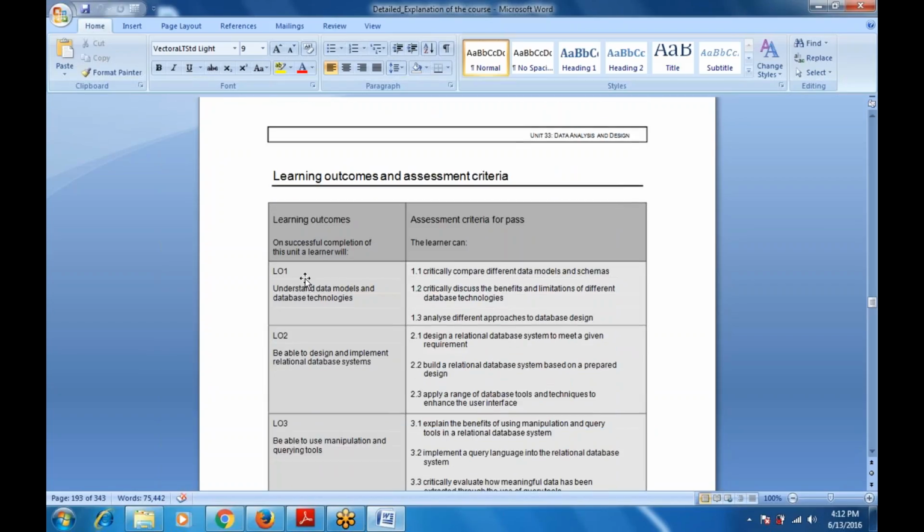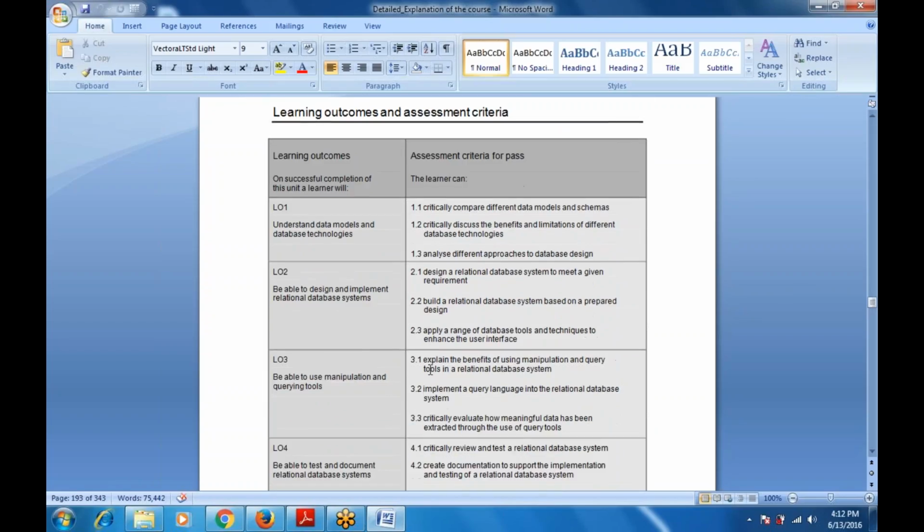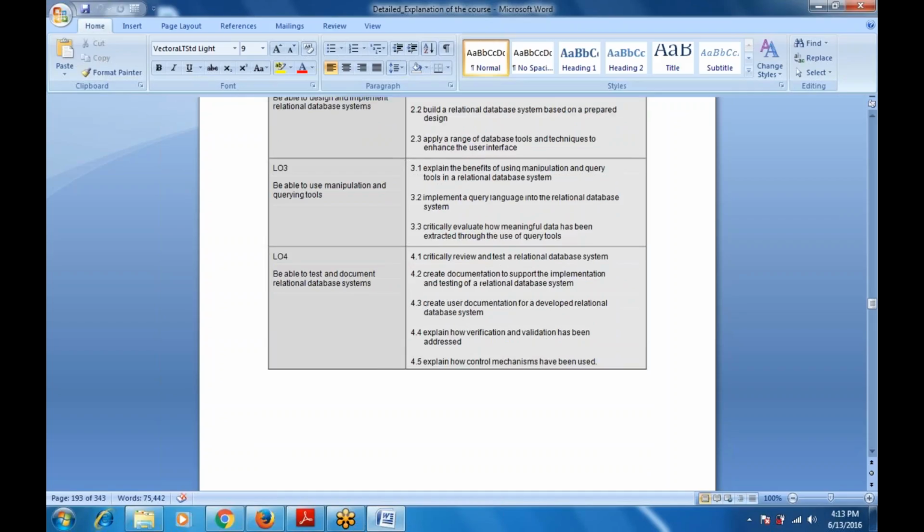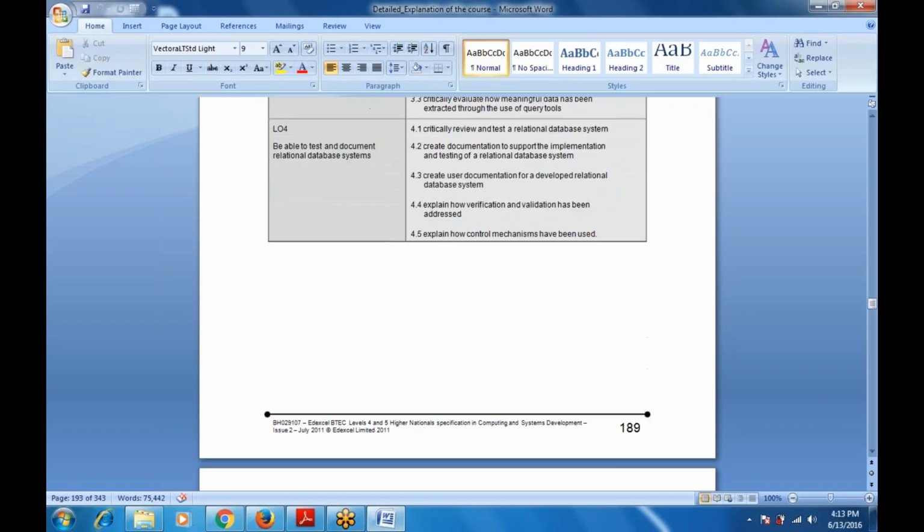And based on these LOs, these learning outcomes, there are various assessment criteria for passing. So this is the basic criteria that is used in the assignment for passing grades. For LO1 there are three parts. LO2 again has three parts, 2.1, 2.2 and 2.3. In the same way, for LO3 there are three parts, 3.1, 3.2 and 3.3. But for LO4 there are five parts, starting with 4.1 and ending with 4.5.